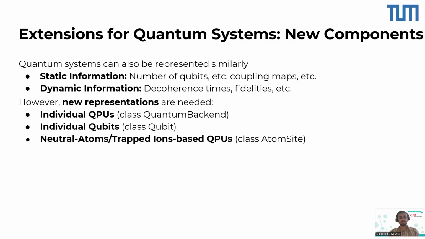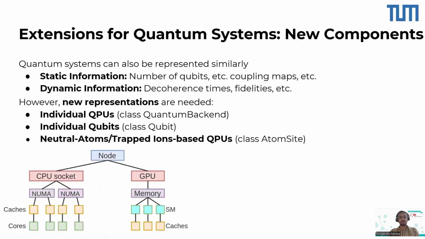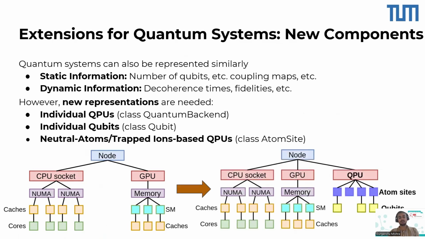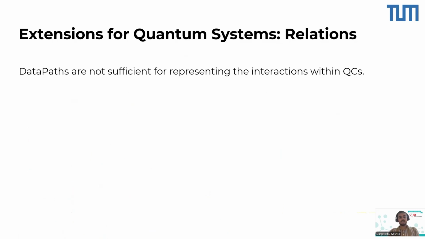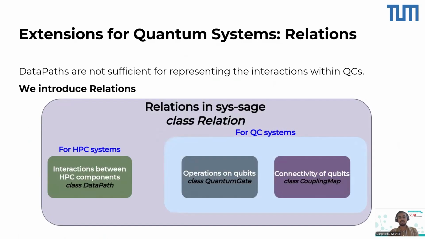So initially you have this tree-like representation in sys-sage for representing HPC systems. With our extension, QPUs and HPCQC systems as a whole can be represented accurately in sys-sage. We found out that data paths are not entirely sufficient to represent QC systems. So we refined data paths and introduced relations which generalize data paths for the purposes of QCs. And you can find more details about the concepts in the paper.